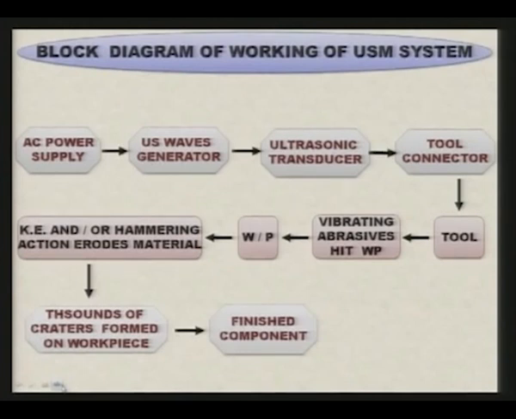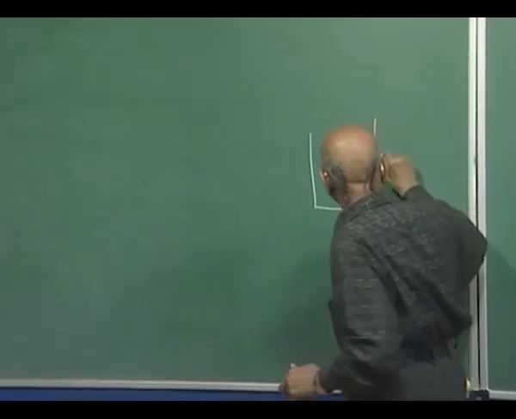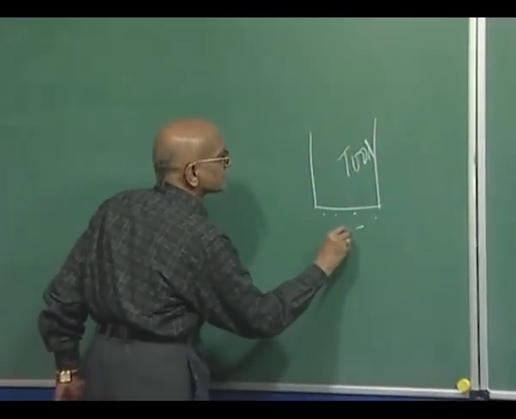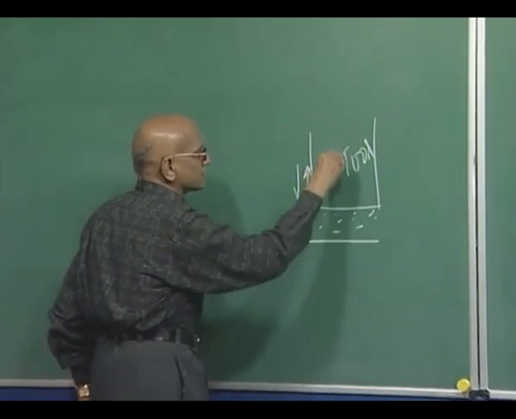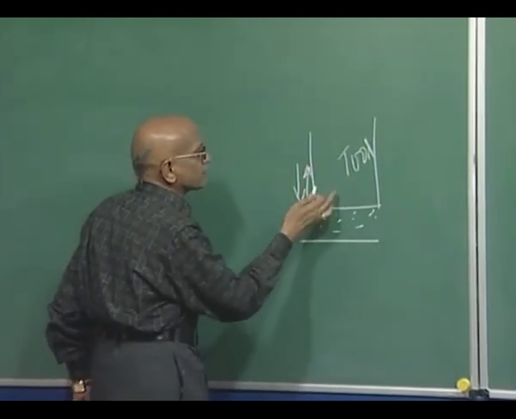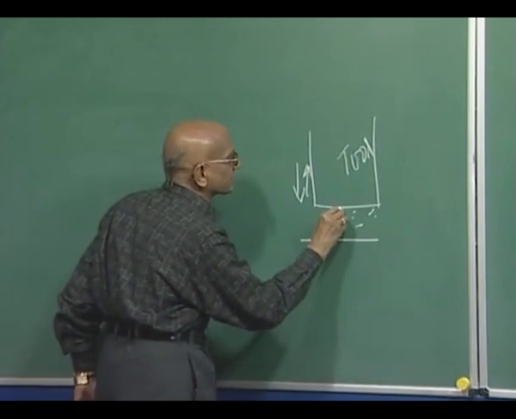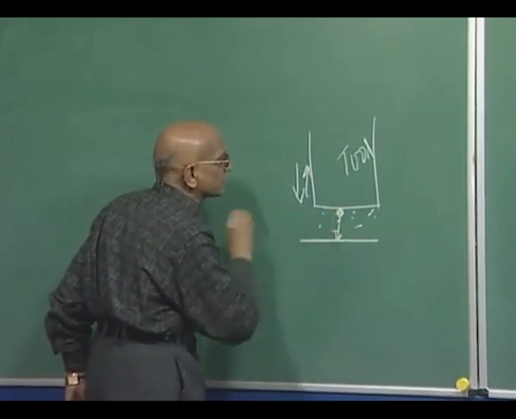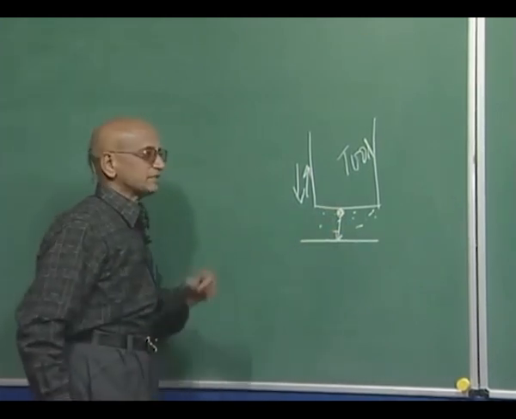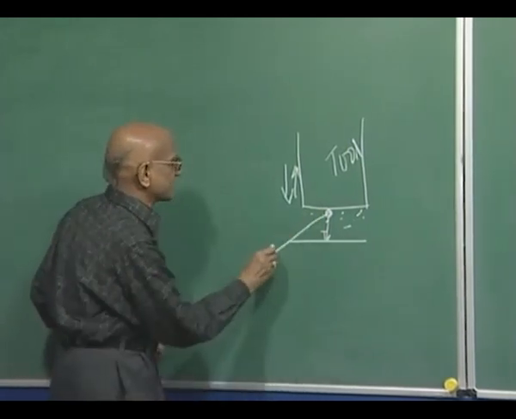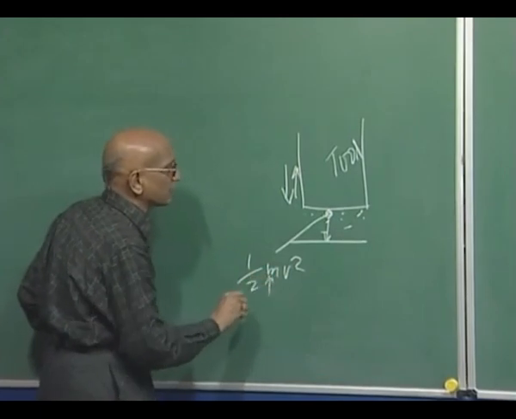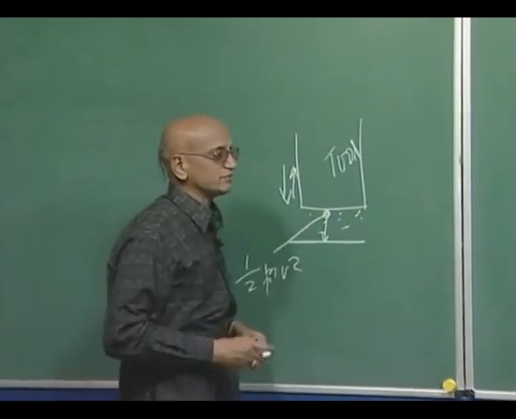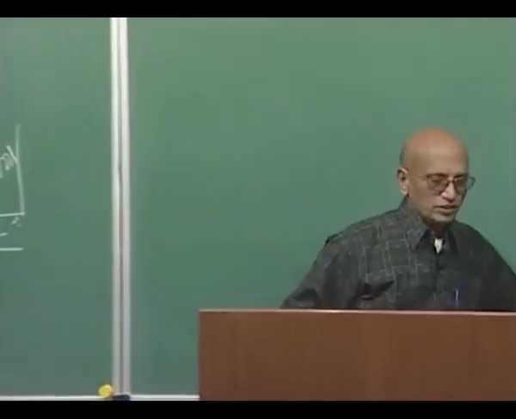Actually what happens in the workpiece is that if you see here, there is a tool and thousands of abrasive particles under the tool. When this tool is vibrating, it is hitting an abrasive particle, and this abrasive particle goes and hits the workpiece with kinetic energy, and that kinetic energy is nothing but half m v squared, where m is the mass of the abrasive particle and v is the velocity with which it is hitting the workpiece.